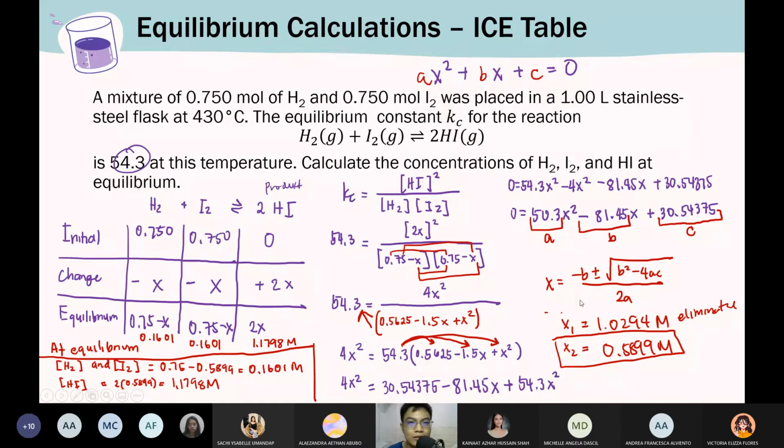Okay? And then, if you have two roots, yung isa positive, isa negative, yung negative, wag mo na i-consider. But if they are both positive, just as in our problem, you only choose the one that will give you positive equilibrium concentration when you subtract it from your original concentrations. Okay?